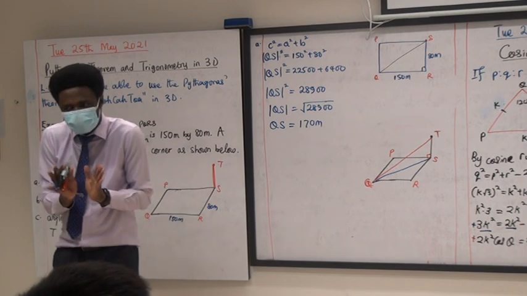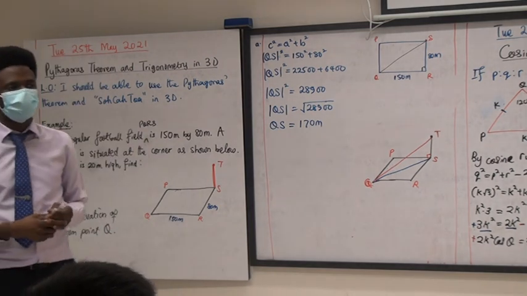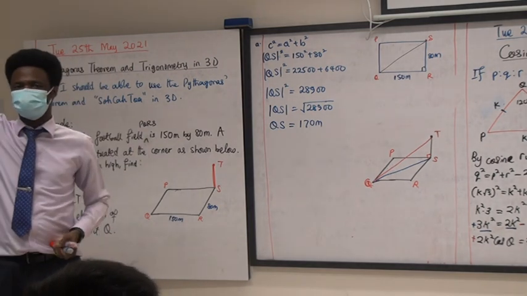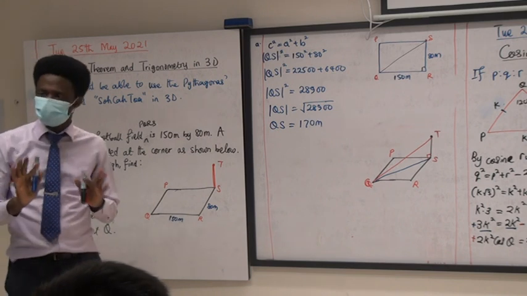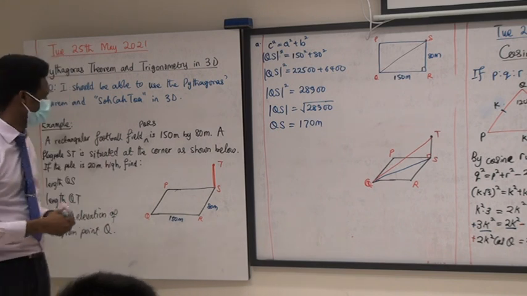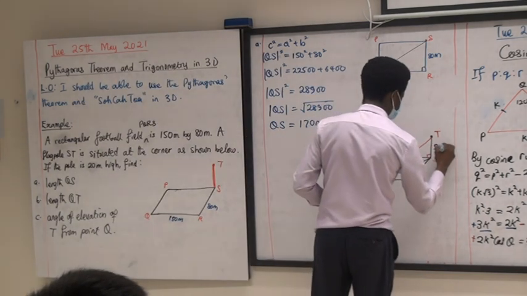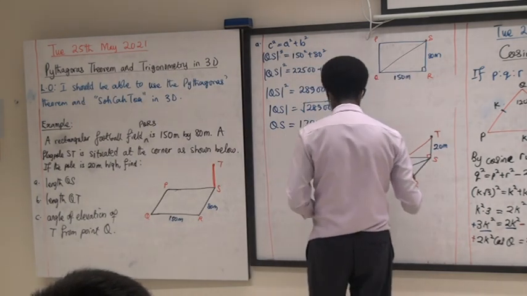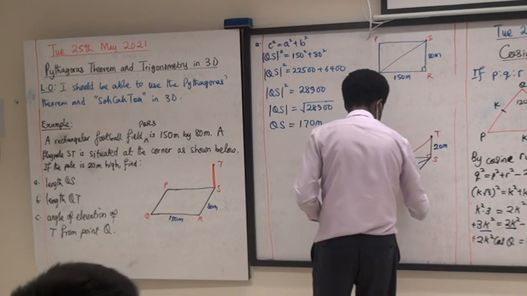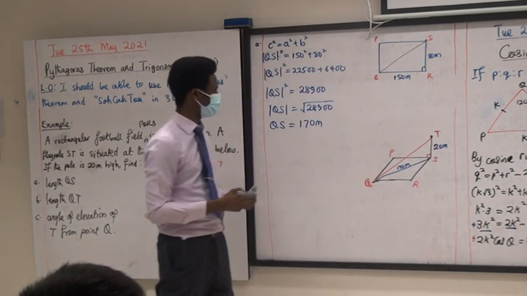So you're looking at another plane entirely. If you understand this, raise your hand, please. Okay, you're looking at another plane entirely. So all we have to do is, we already know this to be 20 meters. We've calculated this to be 170. And then it's easy to get our QT.